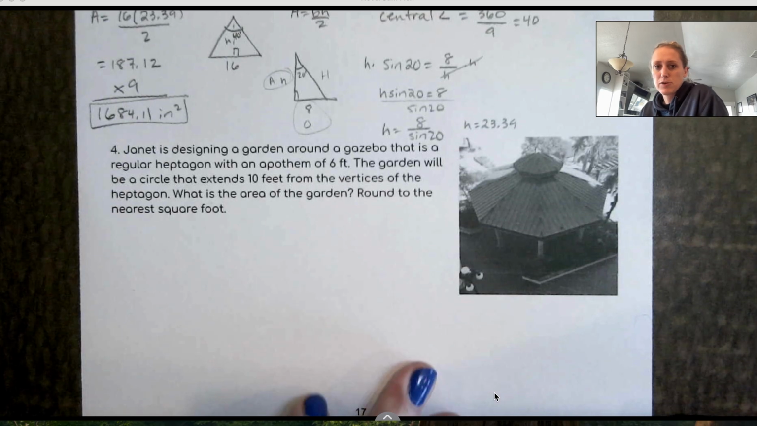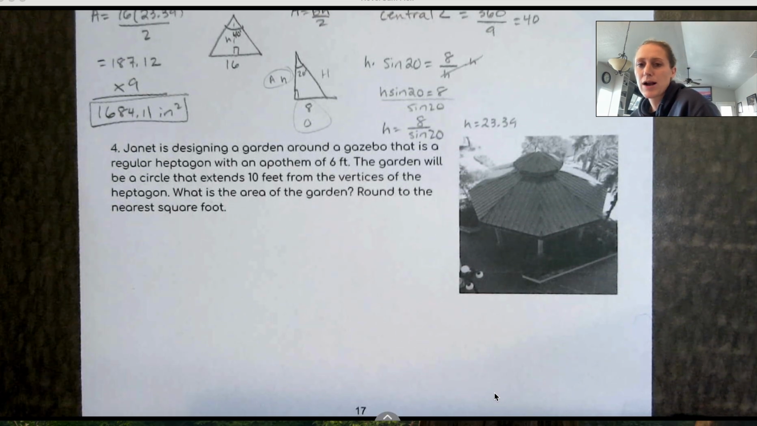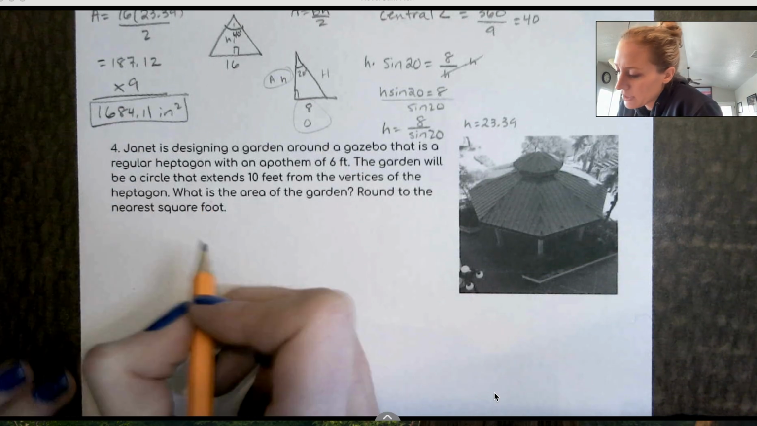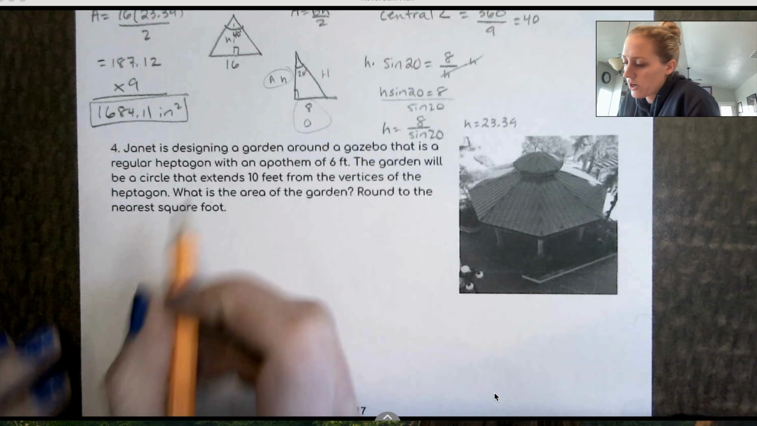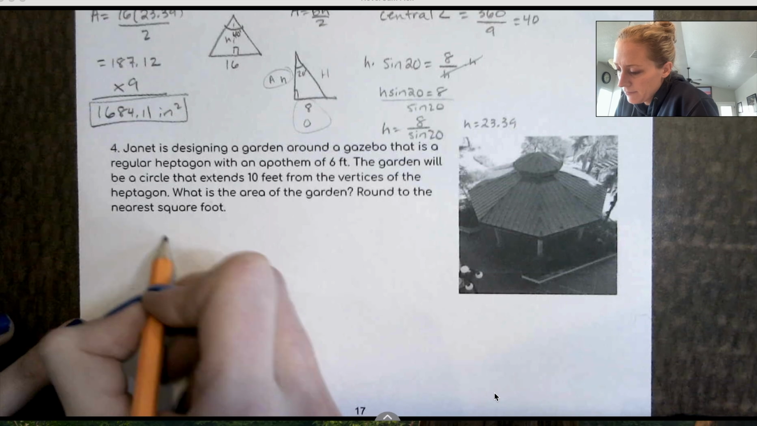Okay, last example. Janet is designing a garden around a gazebo that is a regular heptagon with an apothem of 6 feet. The garden will be a circle that extends 10 feet from the vertices of the heptagon. What is the area of the garden? Round to the nearest foot. Okay, so we have this heptagon, and we have a circle garden around it.